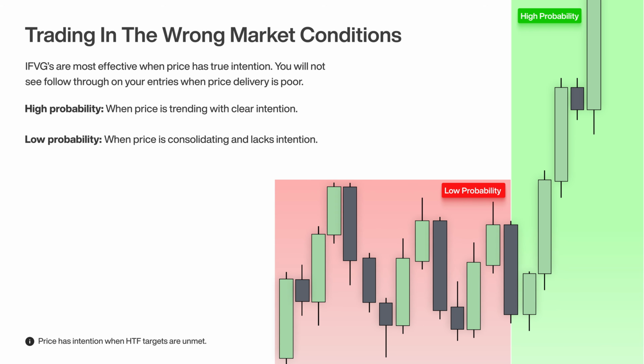A very good general rule of thumb for when price has intention is when higher time frame targets are not met, right? You want to have a clear high conviction draw on the higher time frame that we're reaching for, and if that target has not been met yet on the week or the day, you'll generally see intention from price and follow through on your inversions.